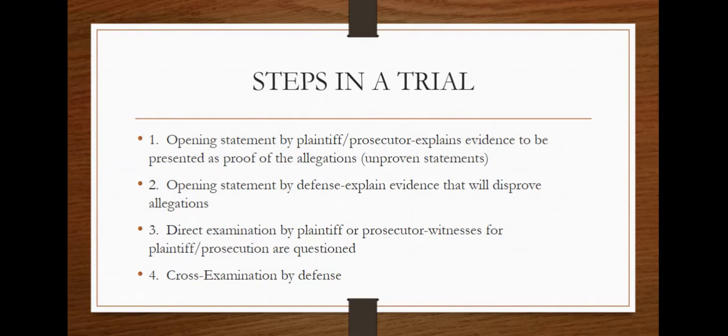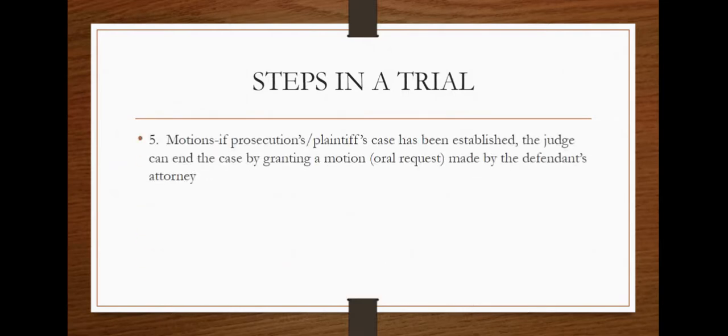Now, if the plaintiff or prosecutor does such a good job that there is no reason to go on, the fifth step in the trial is motions. If the plaintiff or prosecutor has established their case beyond a reasonable doubt or with a preponderance of the evidence, the judge can end the case by granting a motion. It's an oral request made by the defendant's attorney. The defendant just says, "Look, there's no way I can compete. There's just too much evidence against me," and the judge can issue a motion, and then we go to the jury, and we're at the end of the trial. This very rarely happens, because the defendant really wants his chance to disprove the allegations of the prosecutor or the plaintiff.